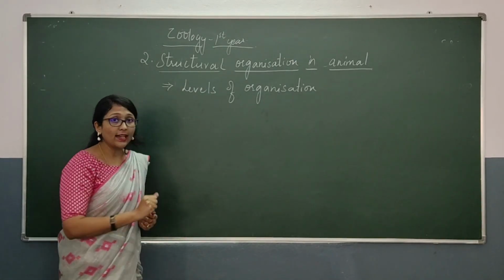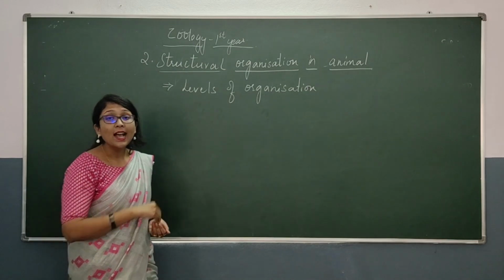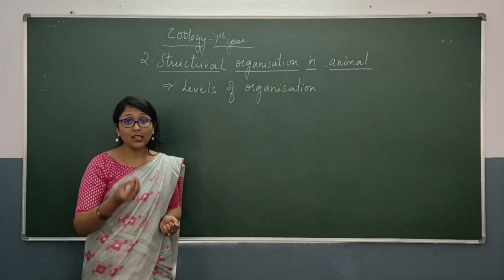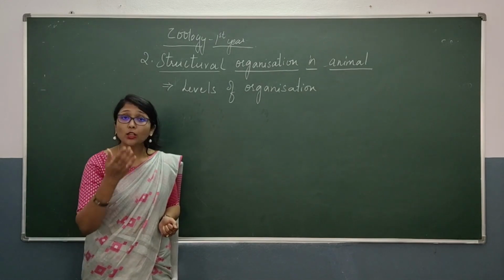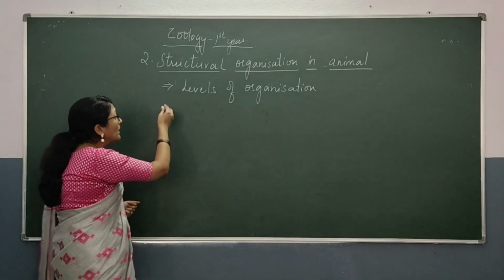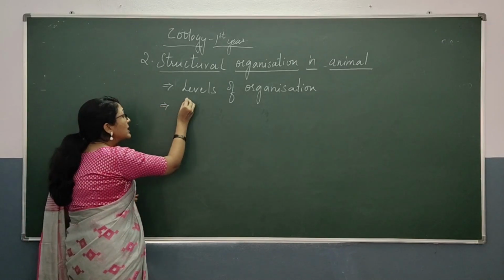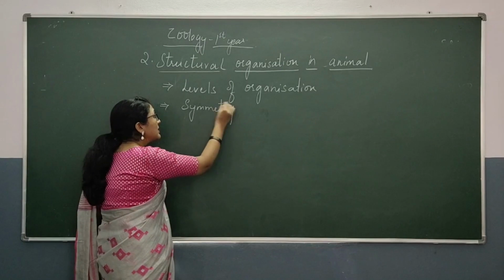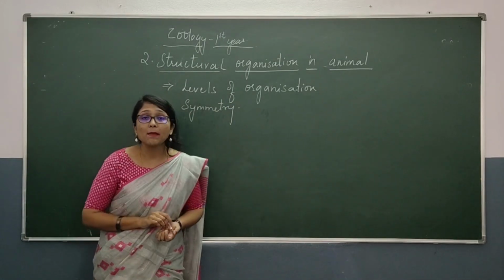After getting a clear idea about how the organization is, as evolution is taking place, some of the important components in the animals have evolved. Those you will study. So what are the components? Symmetry. So this is one topic you will study. What is meant by symmetry?